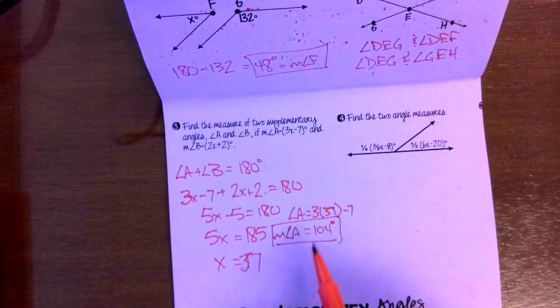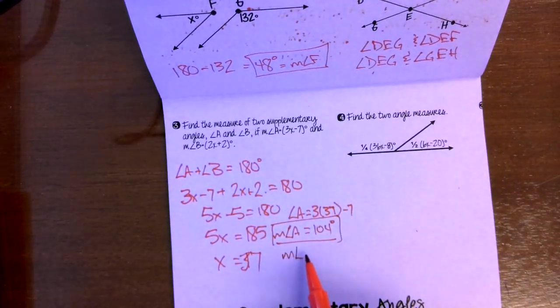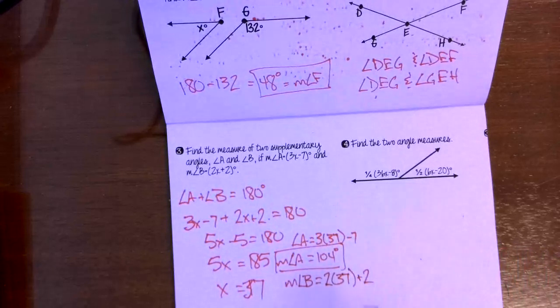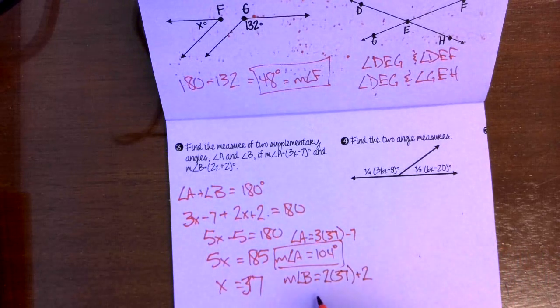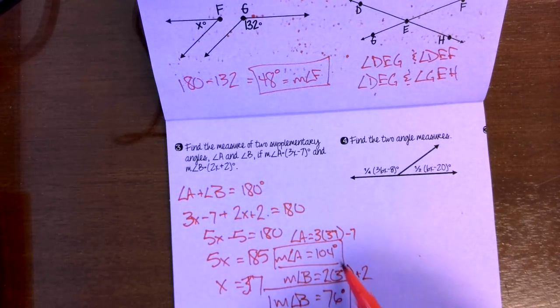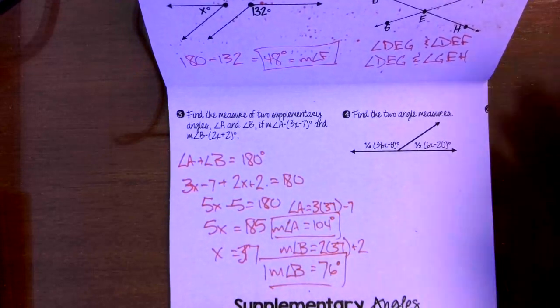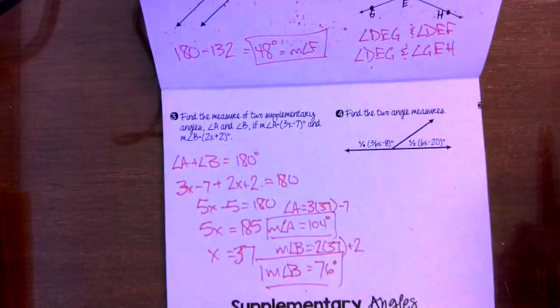And then if I want to find angle B, same kind of deal: 2 times 37 plus 2. That's going to be 74 plus 2, which is 76. And to check to make sure I did it right, I would add up 104 and 76, and those add up to 180. So those work.